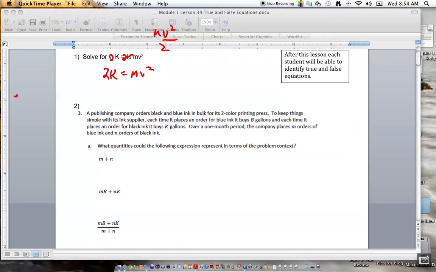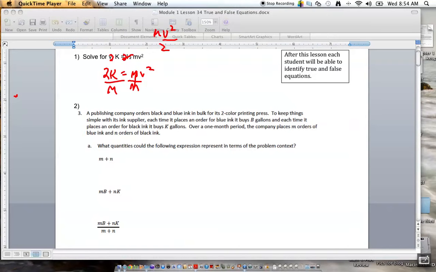Why isn't v by itself yet? There's two reasons, but go ahead. The m. The m. So I got to divide by m. So now I have v squared equals 2k over m, but the v is still not by itself. Why isn't the v by itself? Exponent? That's right, because of the exponent being squared.